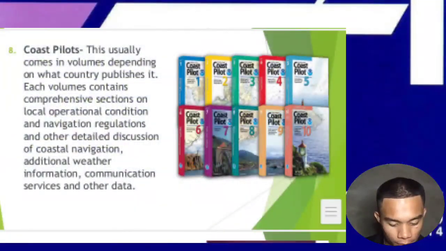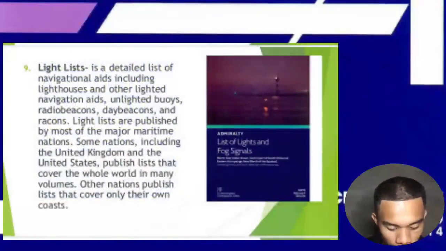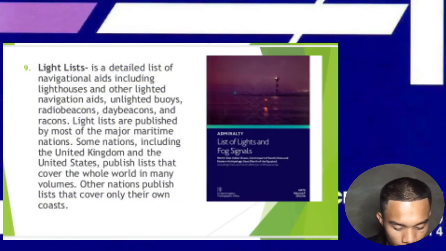Coast pilots. These usually come in volumes, depending on what country publishes it. The Light List is a detailed list of navigation aids, including lighthouses and other lighted navigation aids, unlighted buoys, radio beacons, day beacons, and racons. The Light List is published by most of the major maritime nations, such as the United Kingdom.